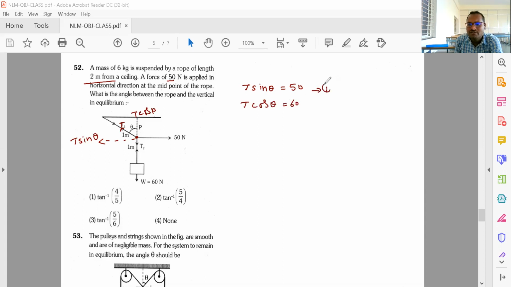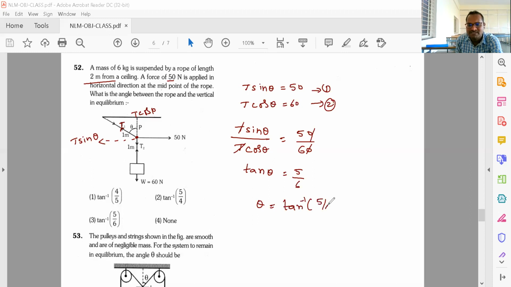Divide equation 1 and 2. Both the equations divide. You will get T sin theta divided by T cos theta is nothing but 50 by 60. The 0s cancel, T cancels. You will get tan theta is equal to 5 by 6. Then theta is tan inverse of 5 by 6. Option 3 is the right answer. So resolve this tension into two components, equate the forces, and you will get the required answer.